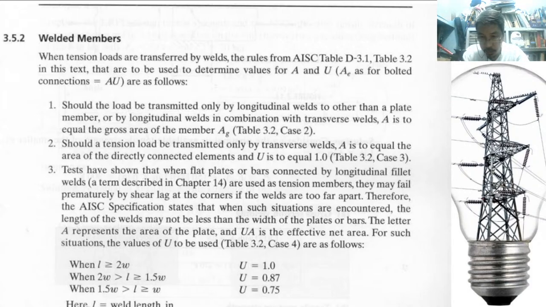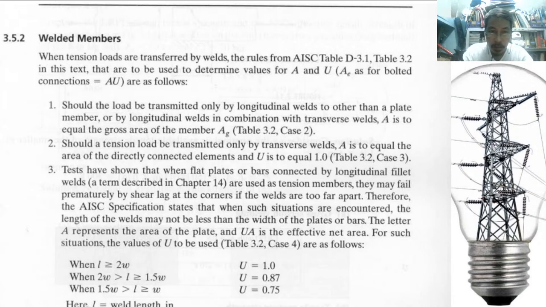Therefore, let's proceed with our discussion. So, welded members, when tension loads are transferred by welds, meaning from one element to the next element, the rules from AISC table 3.1, table 3.2 in this text are to be used to determine values for A and U. So, we have A as for bolted connection, and U. So, we have also for welded connection as follows.